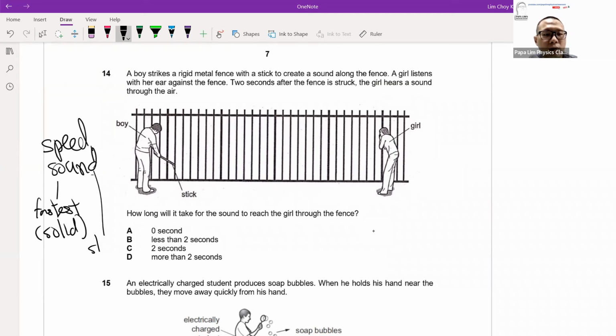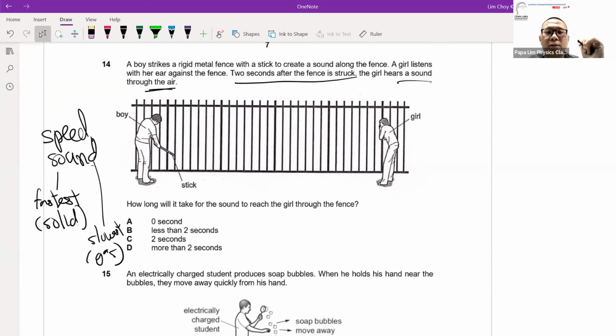Okay, slowest in gas. So we have to take note of the separate medium. Now, what happened is 2 seconds later after the fan is being struck, the girl hears a sound through air. The question is asking how long it takes for the sound to reach the girl through the fan. So there are actually two traveling modes.